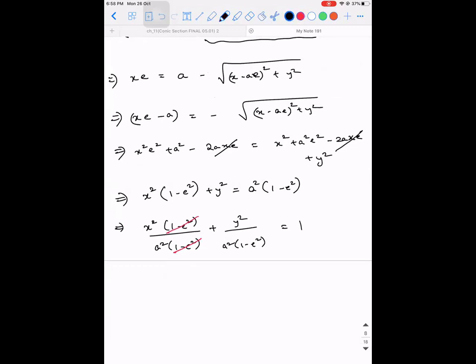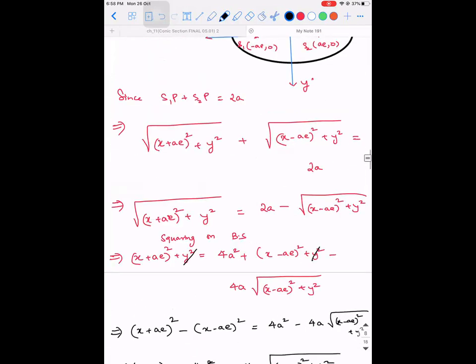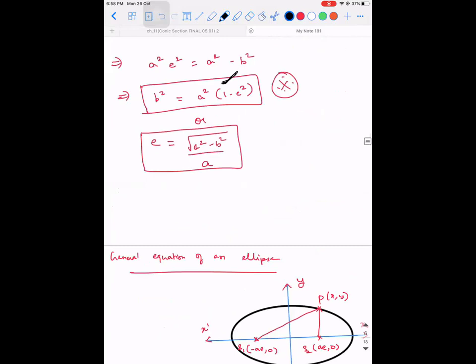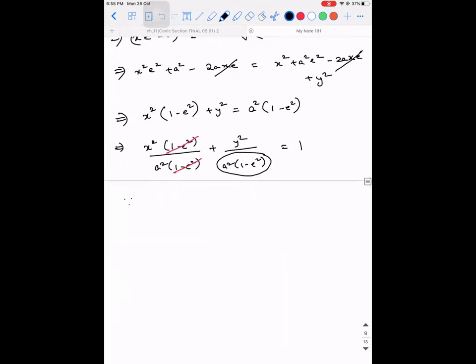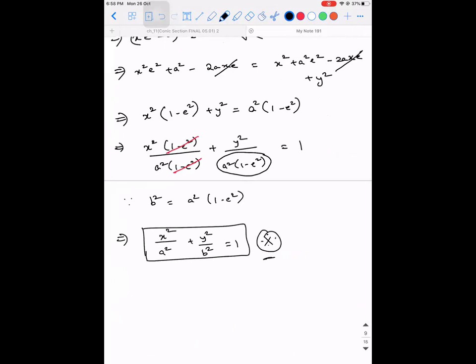But we know an important relation. We know that b square is equal to a square into (1 minus e square). I've told you already. Since b square is equal to a square into (1 minus e square), what do we get the equation of the ellipse as? x square by a square plus y square by b square is equal to 1. This is the relation, yes.